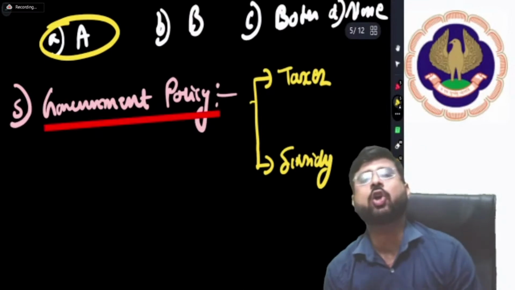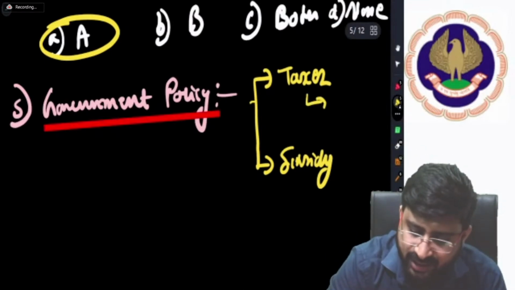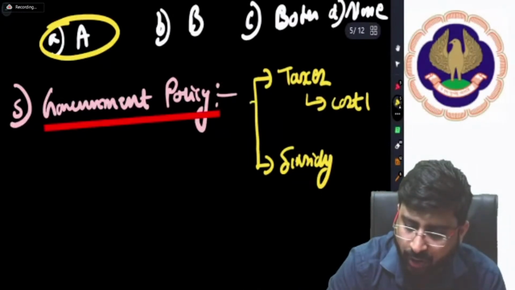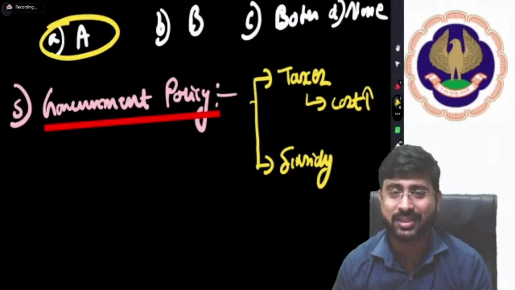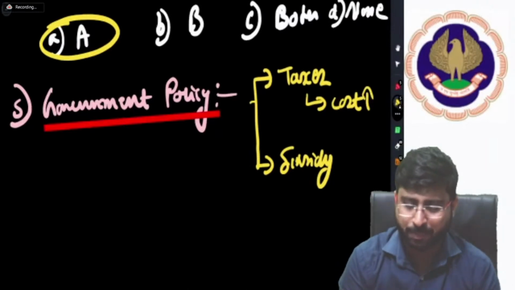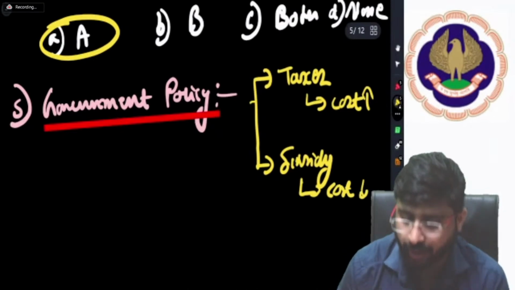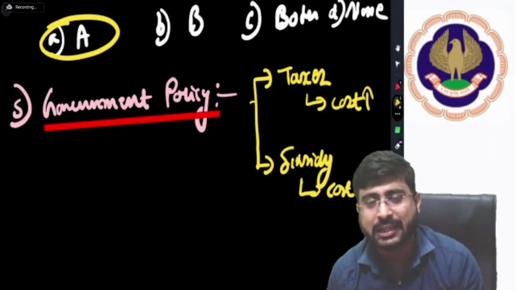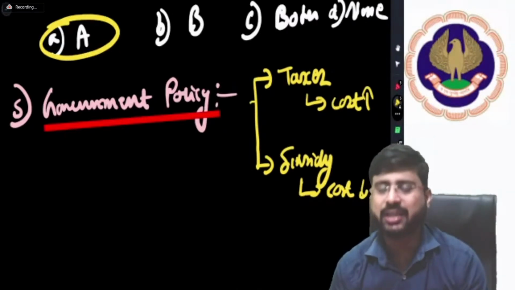Now, what happens because of taxes? The cost will rise. Taxes increase the cost. Because of imposition of taxes, cost rises. But because of provision of subsidy, the cost will fall. Yes or no, friends? Yes, sir.